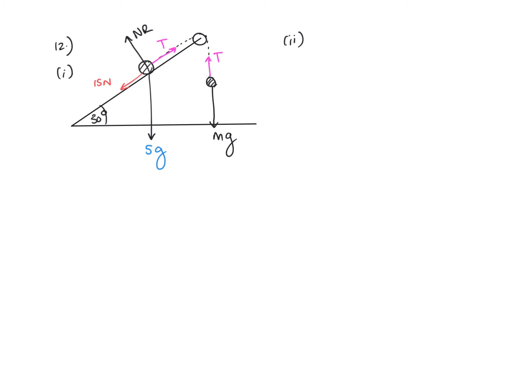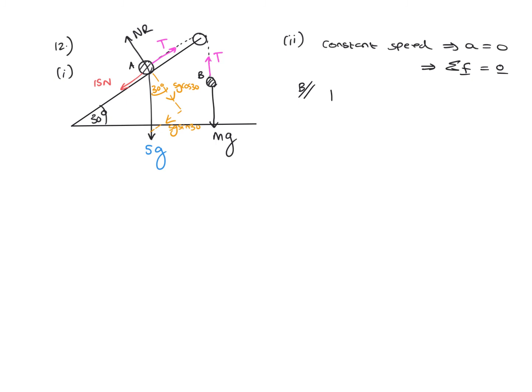Part 2, the question tells us that the block is sliding up the plane at a constant speed. So constant speed implies acceleration equals 0, which implies resultant force equals 0. Forces are balanced. Let's draw in the components of the weight of the block on the slope. So that's 5g sin 30, 5g cos 30, like that. And let's look at the two objects in turn. I'm going to call the block on the slope A and the mass hanging on the end of the string B.